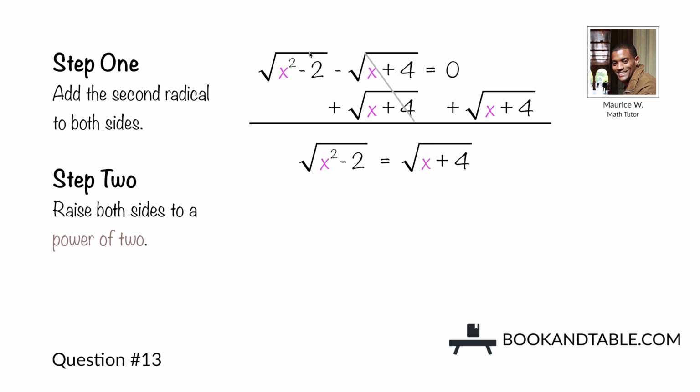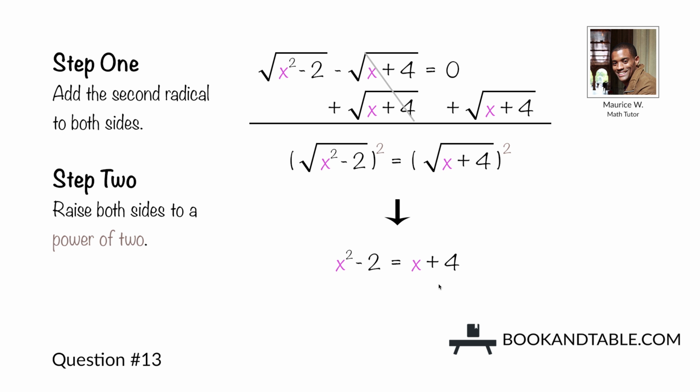Isolate the first radical. You do so by moving the second radical over to the right side. So step 1, add the second radical to both sides, giving you the square root of x squared minus 2 is equal to the square root of x plus 4. Eliminate this radical by raising both sides to a power of 2. This winds up eliminating both radicals, since this radical was isolated on this side as well. That leaves us with x squared minus 2 on the left side and x plus 4 on the right side.